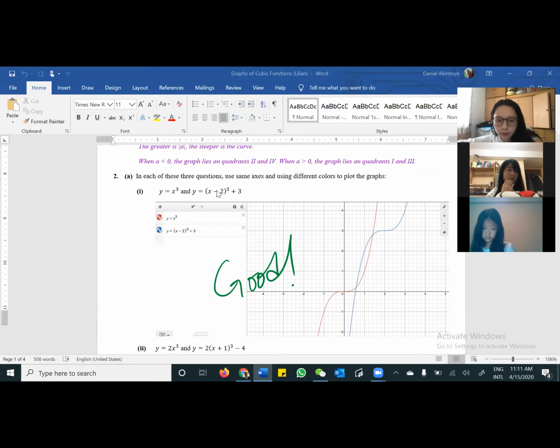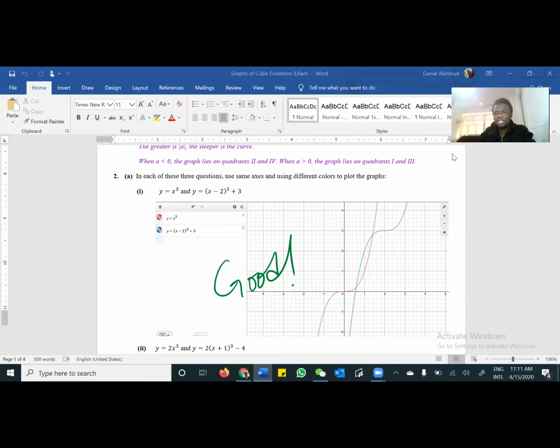So if you notice, for this is the red line, normal. The other one gives the blue line. So you notice some kind of translation. This is translation. So this point, can you see my cursor? This point moves 2 points forward and 3 points upward. Can you see that? That's the point here. Okay.